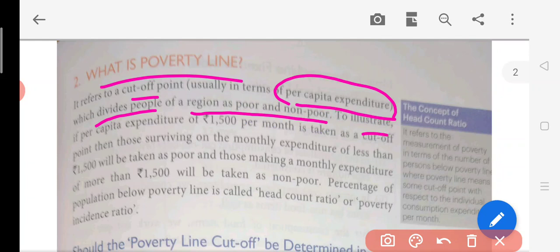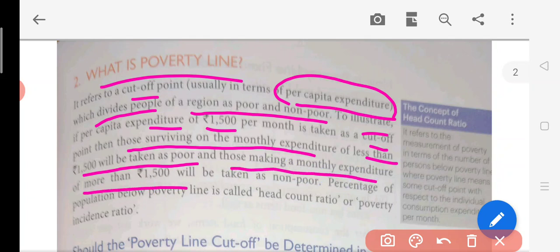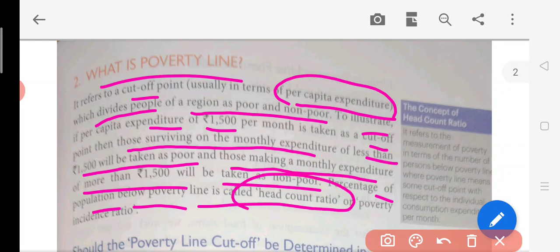Now to illustrate, if per capita income of 1500 per month is taken as a cutoff point, then those surviving on a monthly expenditure of less than 1500 will be taken as poor, and those who are making a monthly expenditure of more than 1500 will be taken as non-poor. Percentage of population below poverty line or BPL line is called the head count ratio. So the people who are below the poverty line are also called the head count ratio. So when you listen to this term, what is head count ratio? It simply tells you how many people are there who are below the poverty line. That is the meaning of head count ratio.